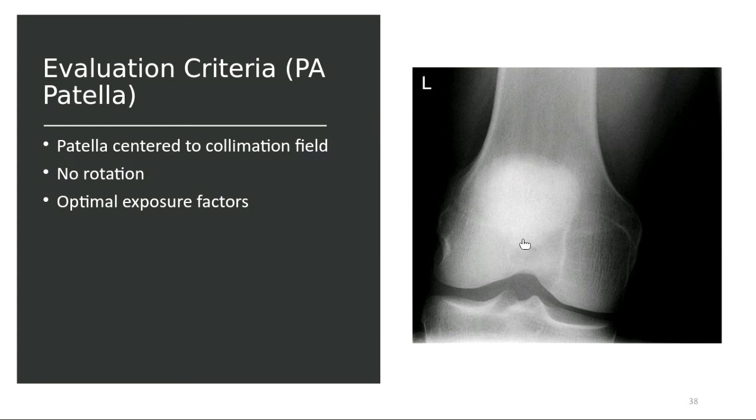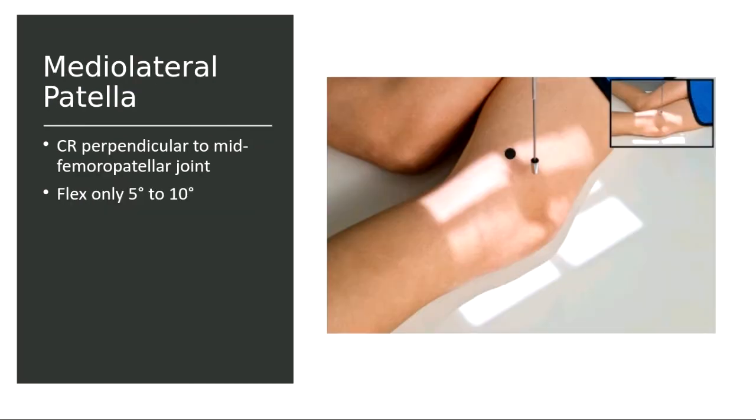All right, and you can tell it's a little bit more radiopaque on there. You can see this is the base of the patella. This is the apex where it comes down to a point. All right, and that was done PA. And then the other view we do is a lateral, which is on 257. The central ray is to the mid-femoral patellar joint, and you don't want the patient to flex their knee very much, only 5 to 10 degrees.